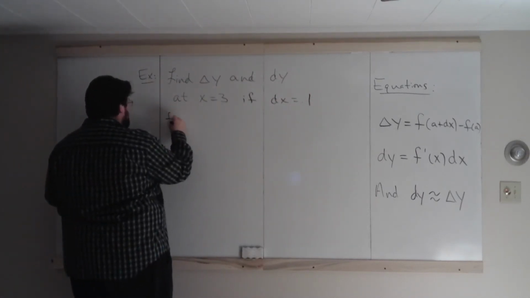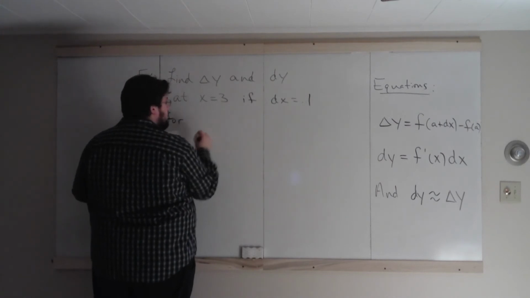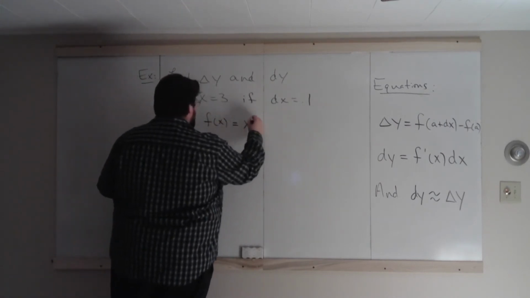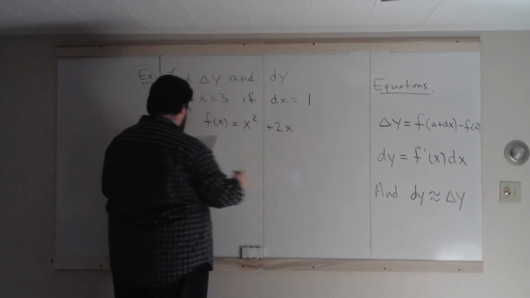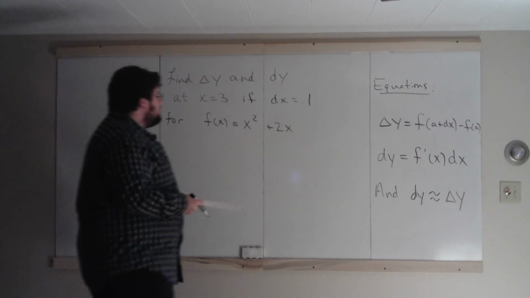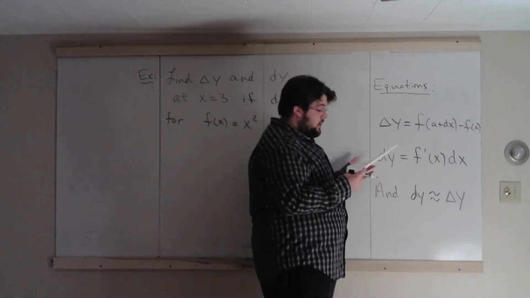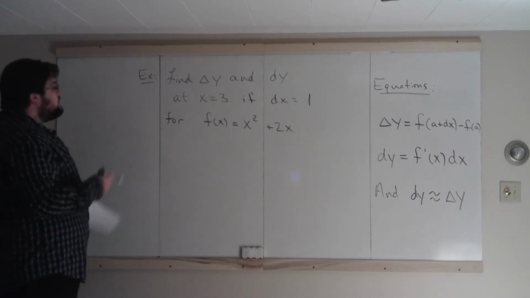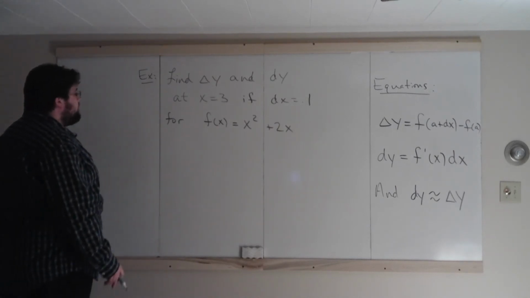So I'll just say for f of x equals x squared plus 2x, find dy and delta y. And we'll see that they are actually close. Are they close? Let's see. Yeah, they're pretty close in this example. So find delta y and find dy.